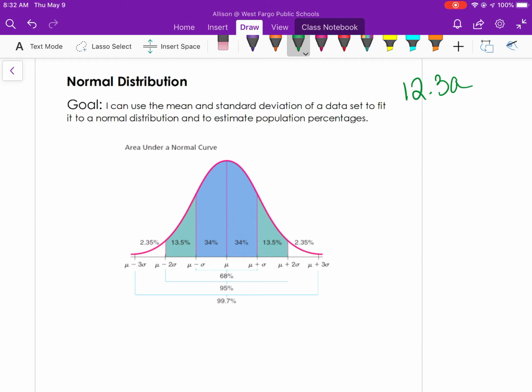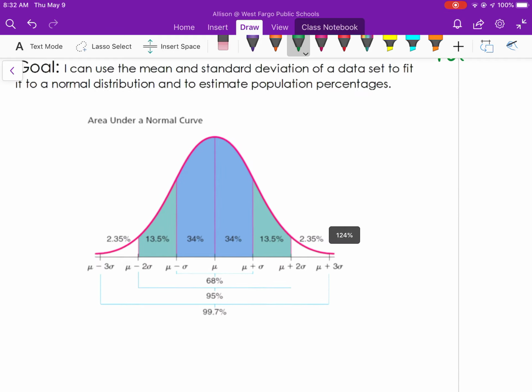If something is normally distributed, it follows this nice bell curve. So does bell curve sound familiar? So today's goal is that you can use the mean and standard deviation of the data set to fit it to a normal distribution and then use that to estimate population percentages.